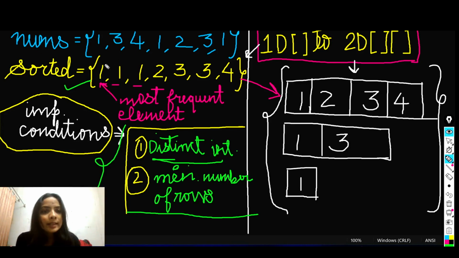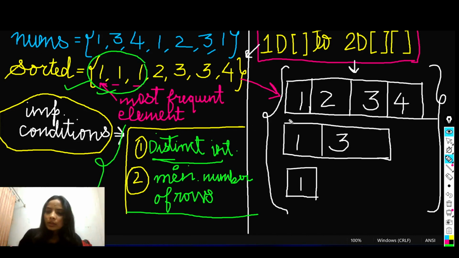This simply implies that since 1 occurs thrice, no two of them can be in the same row. That means we must need at least 3 rows. At least 3 rows, why? Because any one cannot be present with another one in the same row. So we need a minimum of 3 rows to get a 2D array.